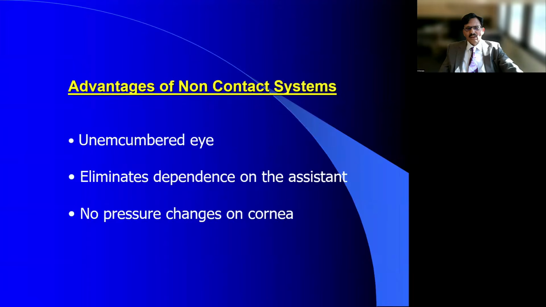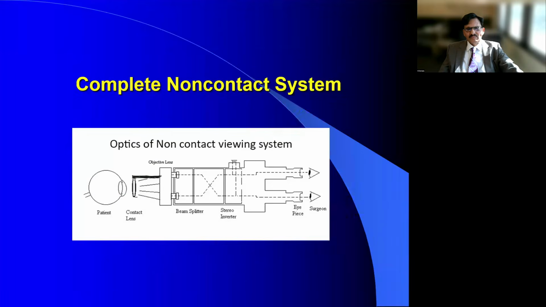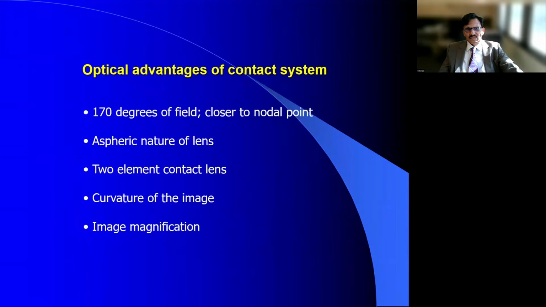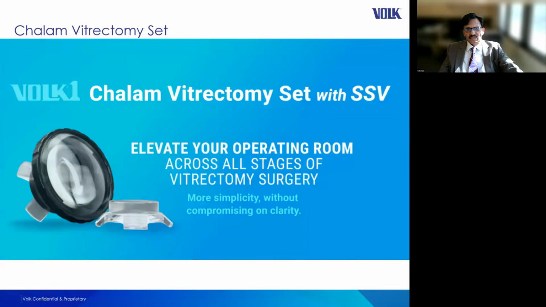So I already talked about the non-contact system things. We have a combination set now available, which is basically a flat lens as well as a contact lens with foot plates, so that you can easily do both together.